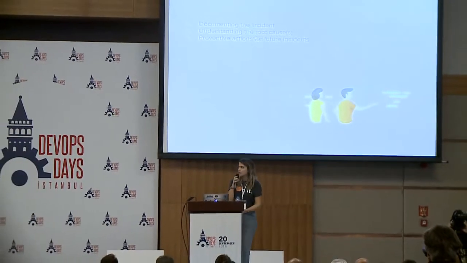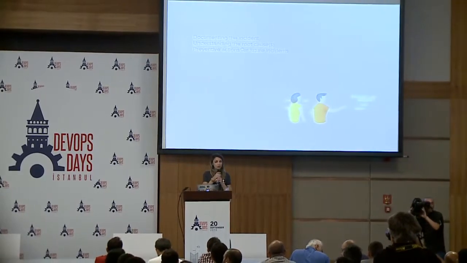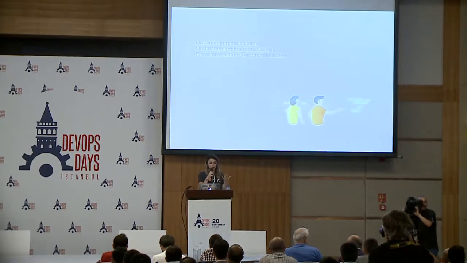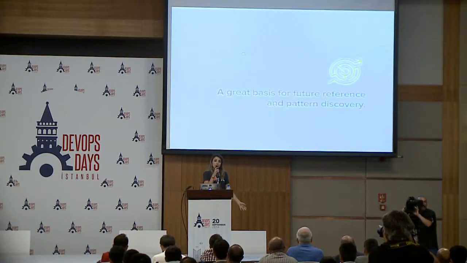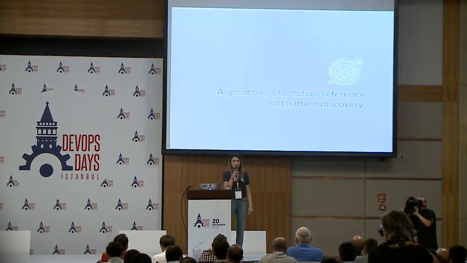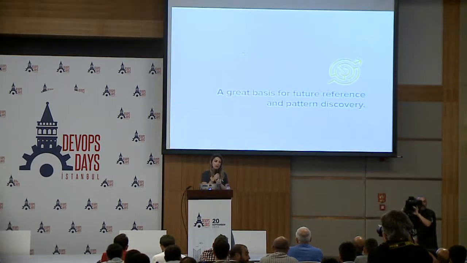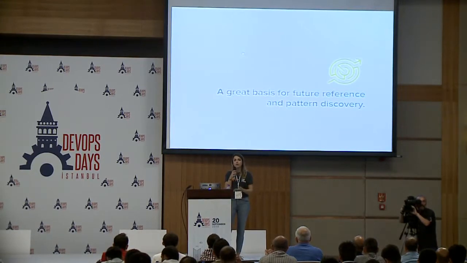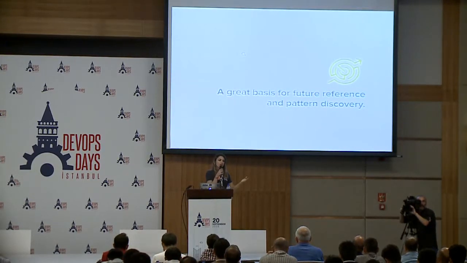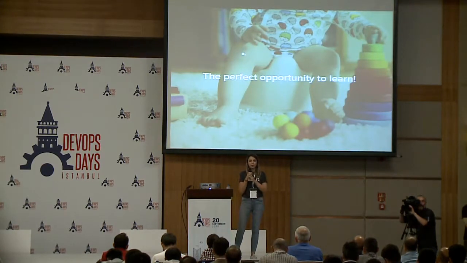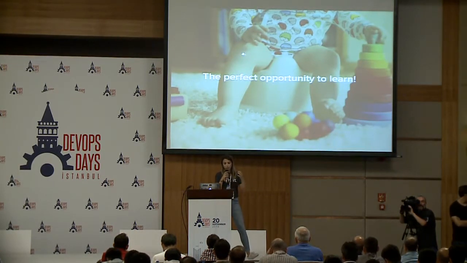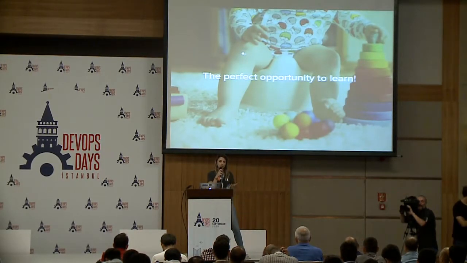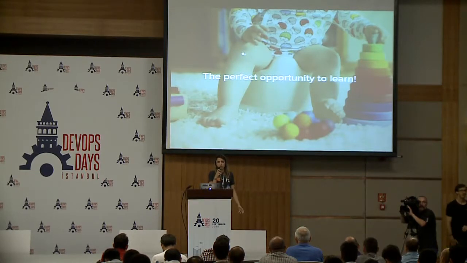So the primary goals are understanding the root causes, trying to find what could have gone better and what we could do better. And it's also a great basis for future reference of the incidents, and you can use this for your new incidents. It's also a gold mine for pattern discovery, where you can say, if there's a recurring incident, I can use it to review my infrastructure, or my response process is slowing down my resolution time. So it's a perfect opportunity to learn.